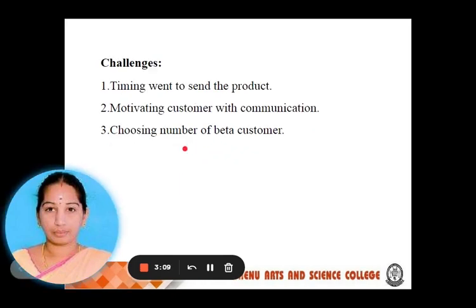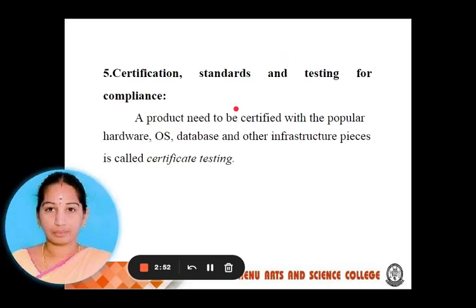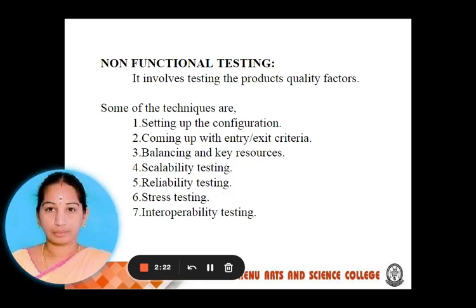Okay, and the next one is some of the challenges of beta testing: timing, motivating the customers with proper communication, and choosing the number of beta customers. These are all the challenges faced in beta testing. And then the next one, the final one, is certification, standards and testing for compliances. A product needs to be verified with popular hardware, operating systems and databases under the infrastructure, which is certification testing. These are all the techniques in functional testing.